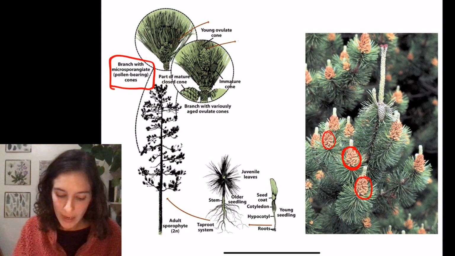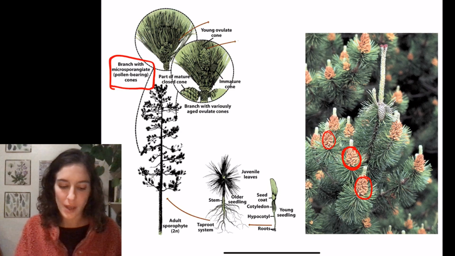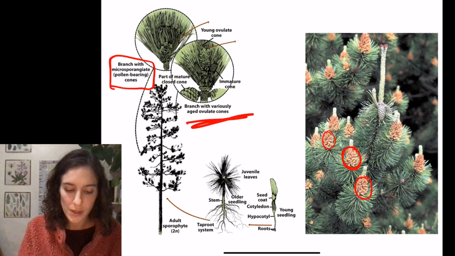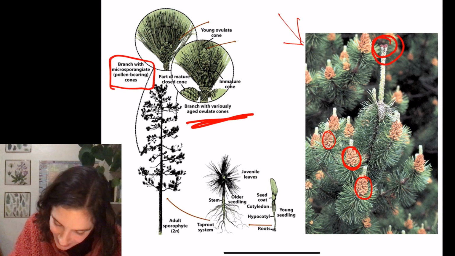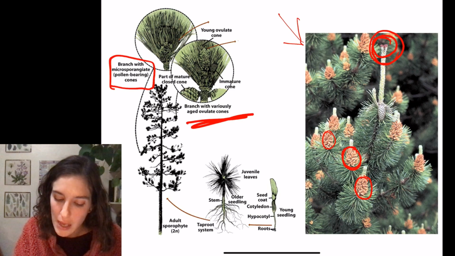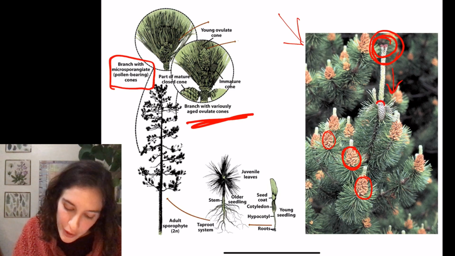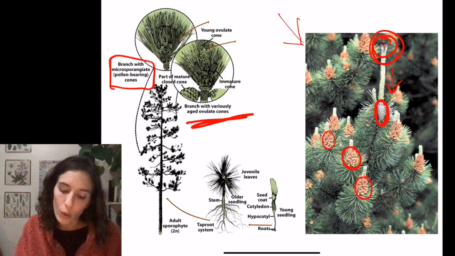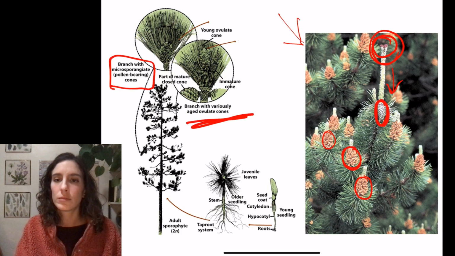Okay. And then we actually have two very different stages of the ovulate cones in this picture. We have the very young ovulate cones right up there. Those are probably in the pollination stage. Very young, very small. And by next year, they're going to look like this. There's a probably one-year-old ovulate cone. Cool.